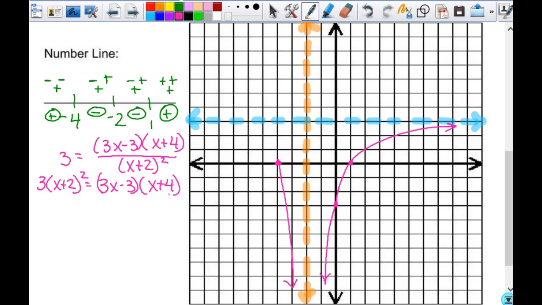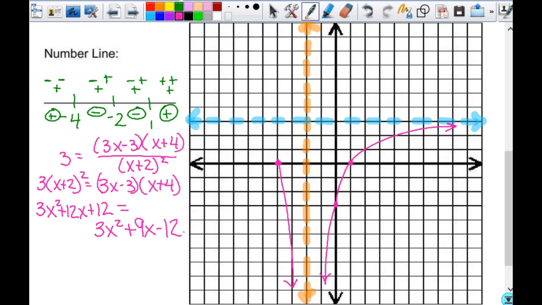So (x plus 2) squared is x squared plus 4x plus 4, right? So I multiply that by 3. That's going to give me 3x squared plus 12x plus 12 equals, and this would give me 3x squared minus 3x plus 12x, so plus 9x. Let me check here. Minus 12. Okay. Everybody agree with all that?